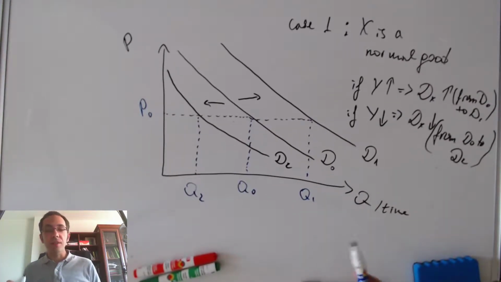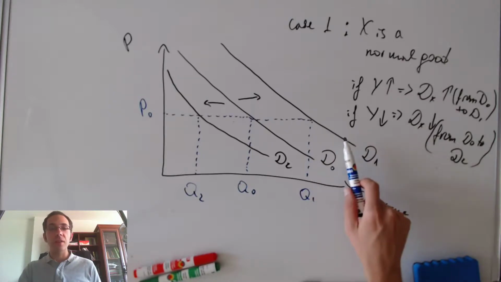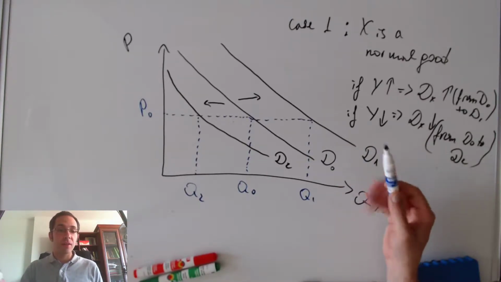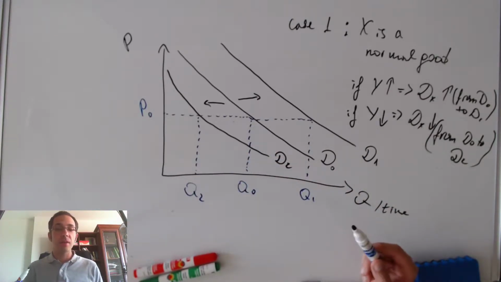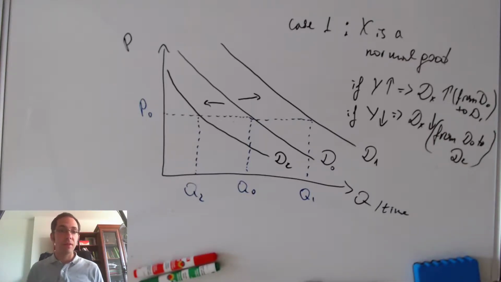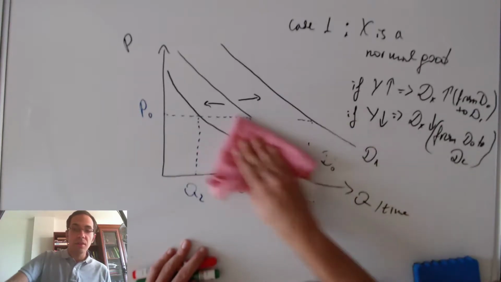So we can see how the rightward shift of the demand curve illustrates an increase in the demand, and a leftward shift in the demand curve illustrates a decrease in the demand. Now we can do a very similar example with a situation when X is an inferior good. Let's just quickly do that.